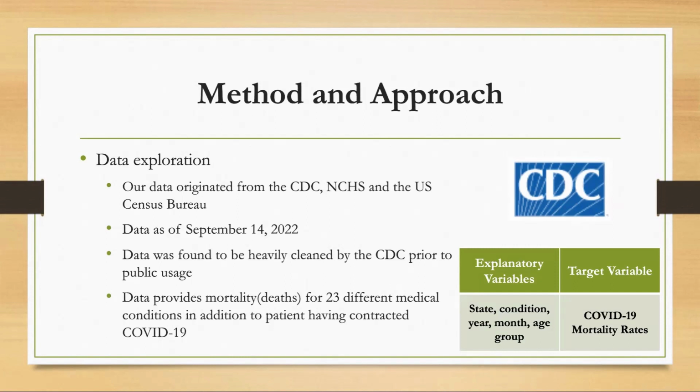After doing our initial exploration of the data, it had already been cleaned up prior by the CDC, so we didn't have to do too extensive cleaning on that part. And the data provides mortality death rates for 23 different medical conditions, in addition to patients having contracted COVID-19. Our target variable we selected was COVID-19 mortality rates, and then the explanatory variables we used were state, condition, year, month, age, and group. Next slide, please.